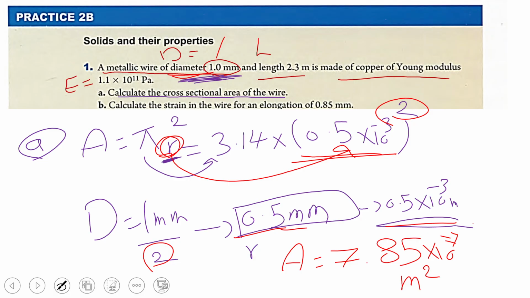So part A, we will use this rule, pi r square. We know pi is 3.14 and r is radius. Convert the diameter to radius. This is the answer, and just put it in here. You get the answer easily.